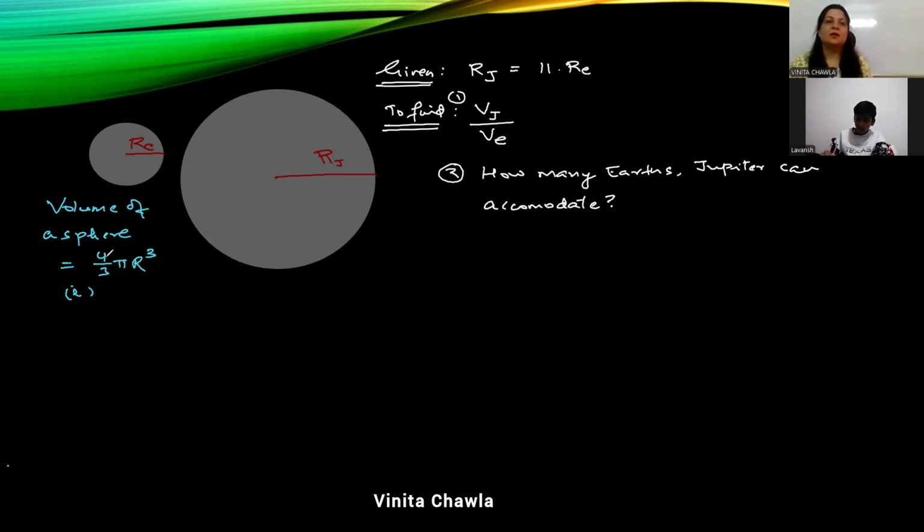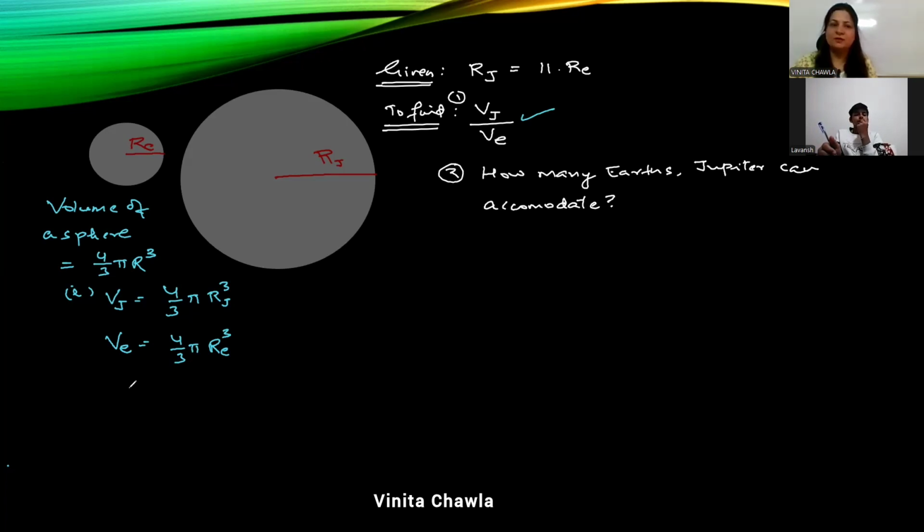Now, because this is the formula of volume, we can write for Jupiter as Vj. It's 4 by 3 pi rj cube. This is the volume of Jupiter. Similarly, we can write for Earth. The volume of Earth is Ve. It's 4 by 3 pi into the cube of the radius of Earth. Now, because we have to find this Vj by Ve, for this we need to divide these two.